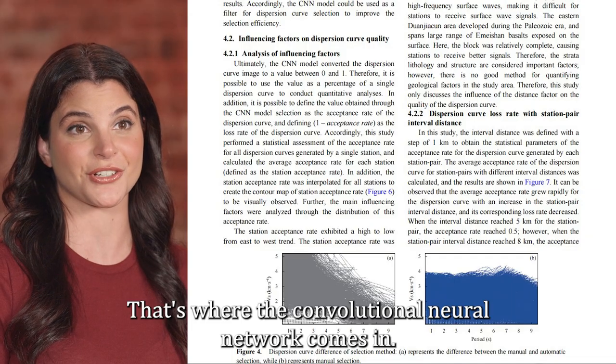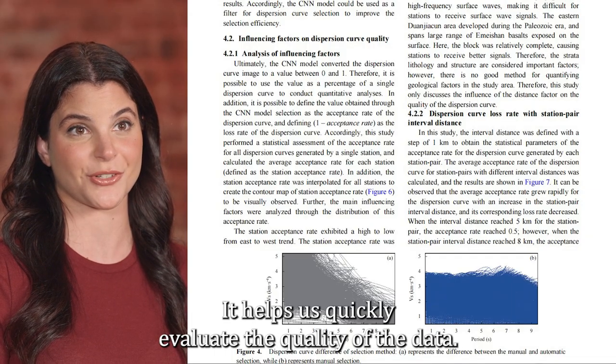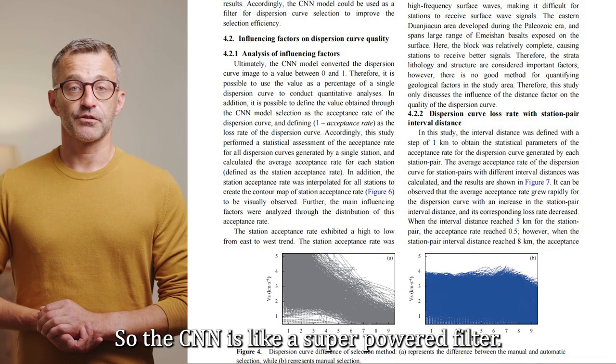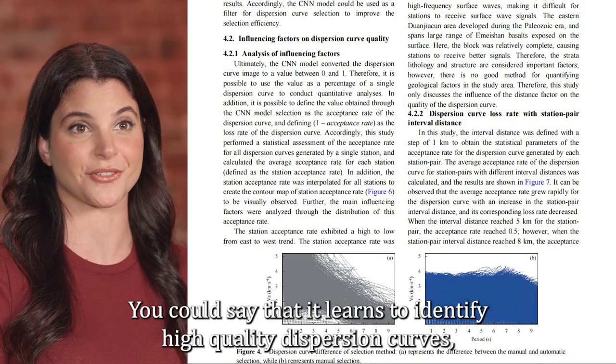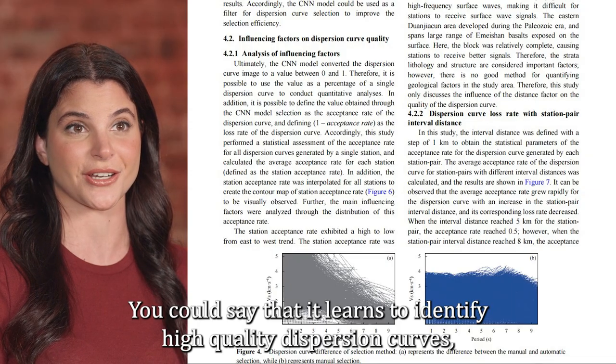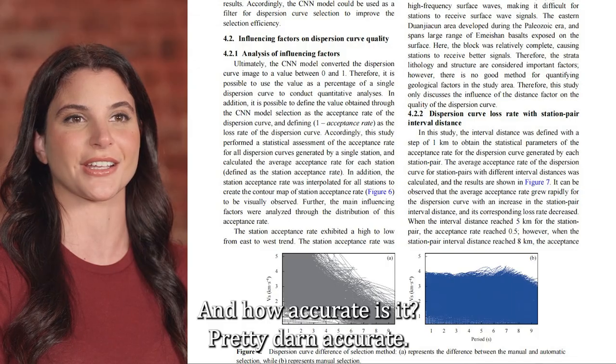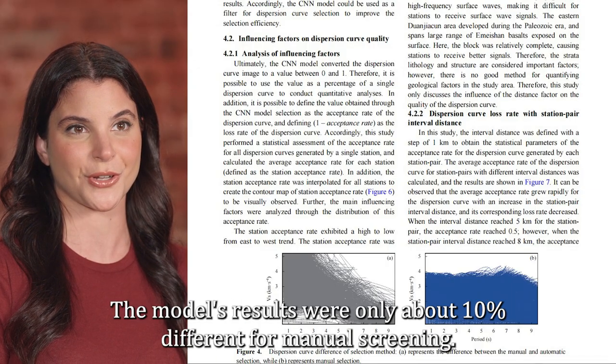That's where the convolutional neural network comes in. It helps us quickly evaluate the quality of the data. So the CNN is like a super-powered filter? You could say that. It learns to identify high-quality dispersion curves, saving a lot of time and effort. And how accurate is it? Pretty darn accurate. The model's results were only about 10% different from manual screening.